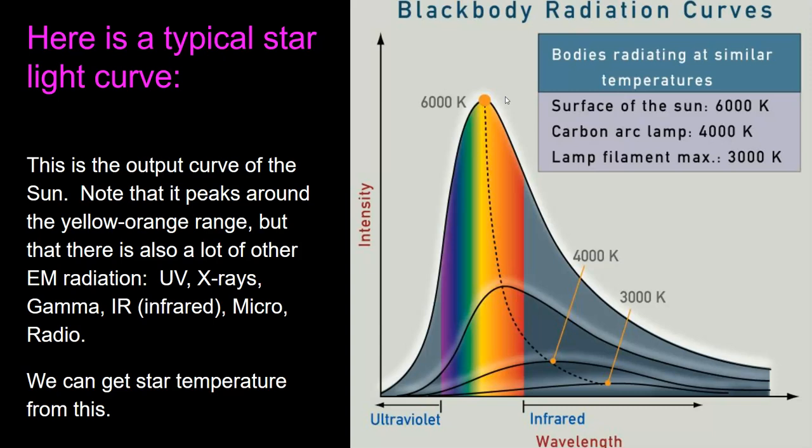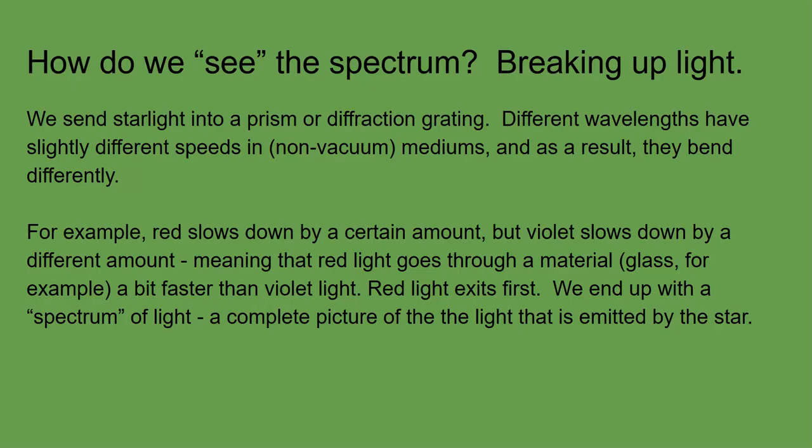Now, this becomes a little bit tricky because we need a way that we can actually look at it in many different wavelengths of light, and that's what spectroscopy is all about. So what we generally do is we break up the light. We send starlight into a prism or a diffraction grating, and you learn more about that in physics. Different wavelengths have slightly different speeds in a prism, so they bend a little bit differently. Red will slow down by a certain amount, but violet slows down by a different amount. That means that red goes through a material like a glass prism a bit faster than violet does, and that gives us a phenomenon called a rainbow.